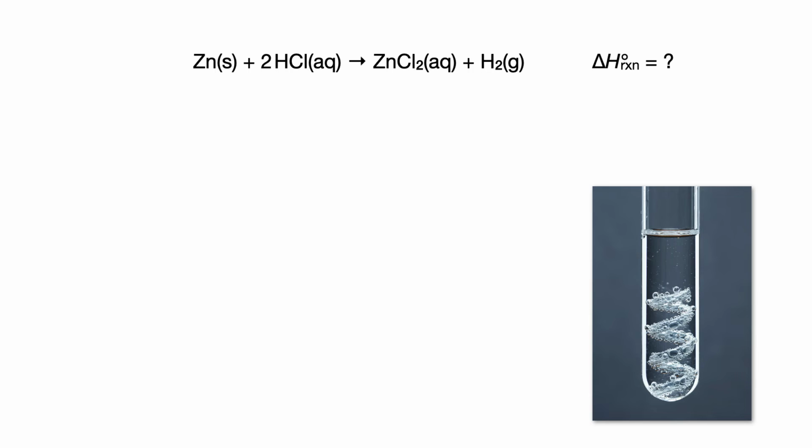I want to look at the reaction between zinc metal and hydrochloric acid to form hydrogen gas. So here's a photograph of a piece of zinc wire that's been dumped into a test tube full of hydrochloric acid, and you can see little bubbles of hydrogen gas forming. The balanced chemical equation for this process is solid zinc reacting with 2 moles of hydrochloric acid in aqueous solution to form a solution of zinc chloride, ZnCl2, and hydrogen gas.